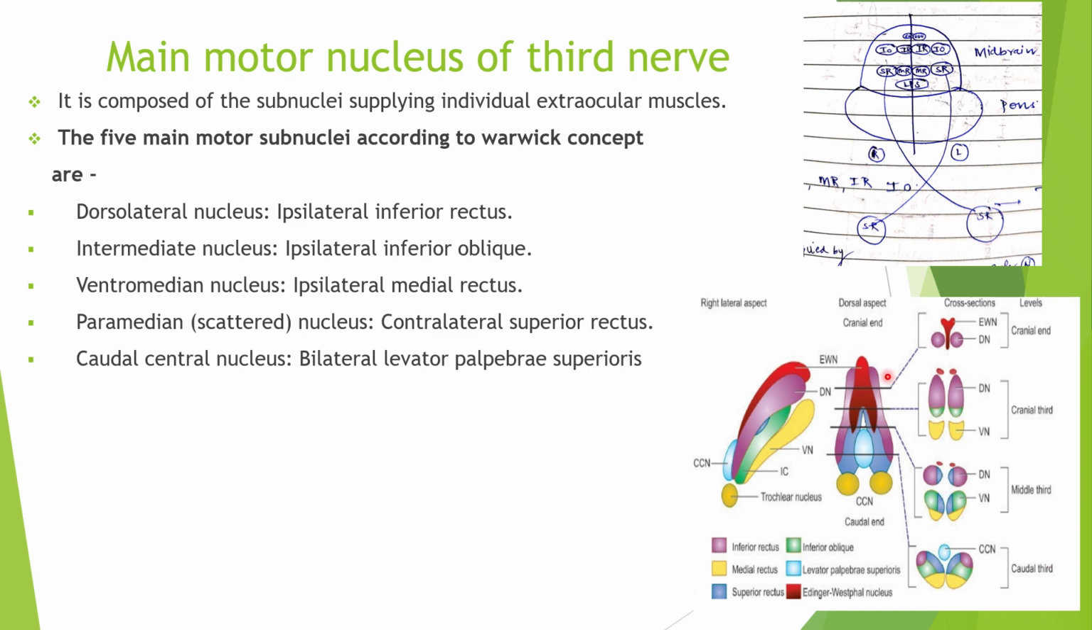So this purple one is the dorsolateral nucleus, which is for the ipsilateral inferior rectus. Then there is one ipsilateral nucleus, which is for the inferior oblique, this green one. The ventromedian nucleus is for the ipsilateral medial rectus, this yellow one, and the paramedian, which is for the contralateral superior rectus, this blue one, and this central caudal nucleus, which is for bilateral LPS. So all the muscles will have ipsilateral supply except the superior rectus, which will have contralateral supply.